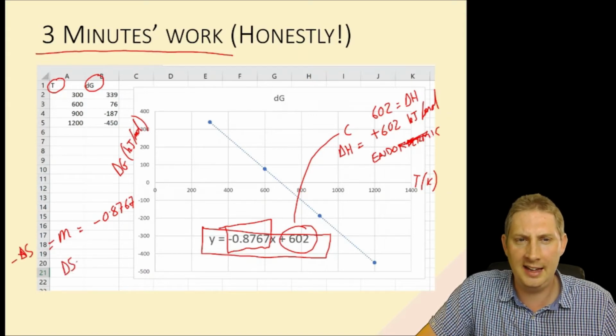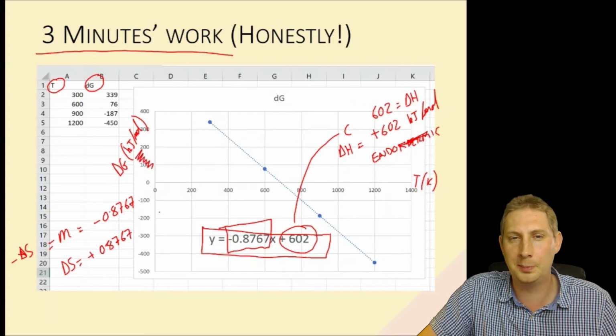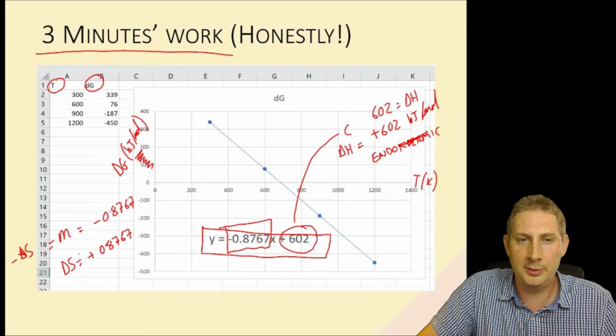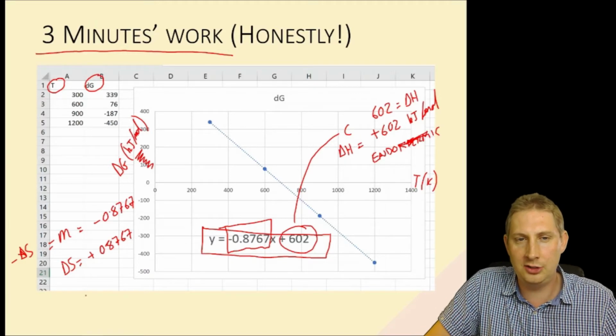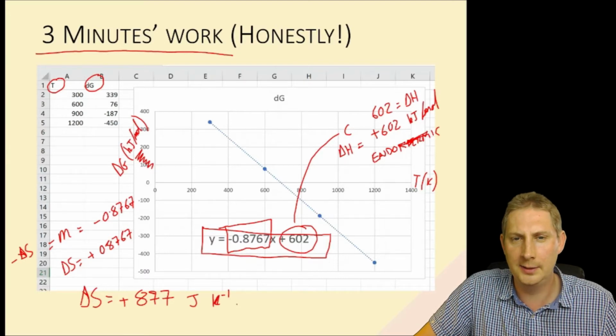So delta S equals positive 0.8767. But remember, this is in kilojoules per mole on the gradient here. So we need to times that by 1,000 if we're going to put it in joules per Kelvin per mole. So delta S equals plus 877 joules per Kelvin per mole.